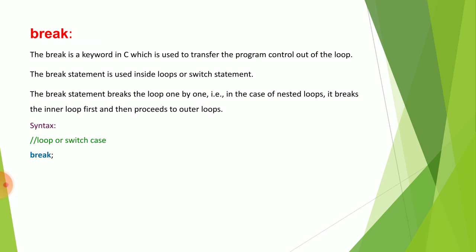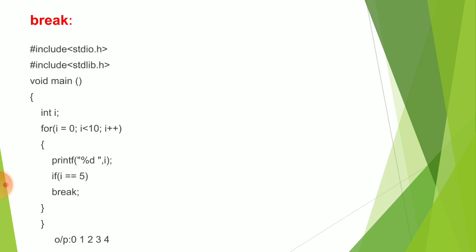The next control statement is break. The break statement is used to transfer the program control out of the loop. The break statement is used inside the loop or inside the switch statement. The syntax for break is: break semicolon. It is the example program for the break statement.